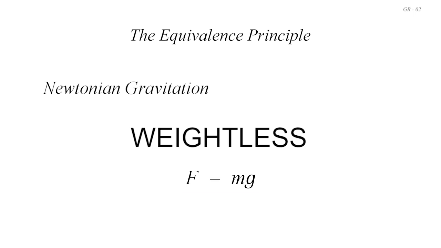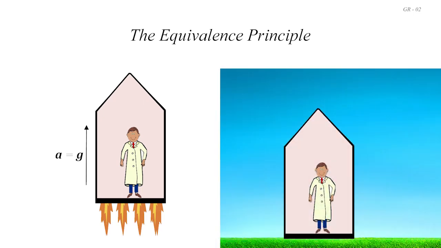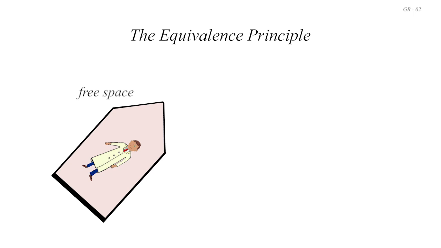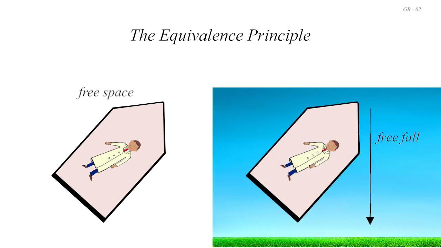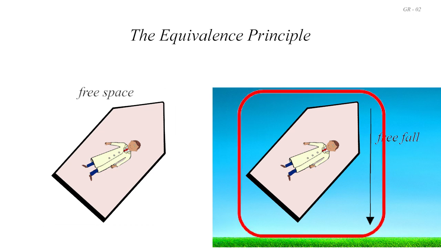So the equivalence principle seems to be implying not only that this is indistinguishable from this, you can't tell them apart. In other words, a constant acceleration out in free space is indistinguishable from a uniform gravitational field on the Earth, but it also seems to be saying that this is indistinguishable from this. You cannot tell these apart. That is, floating out in free space, away from any masses at all, is indistinguishable from falling freely in a uniform gravitational field of the Earth or any other uniform gravitational field.